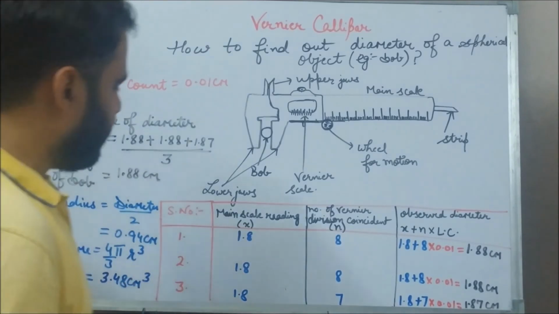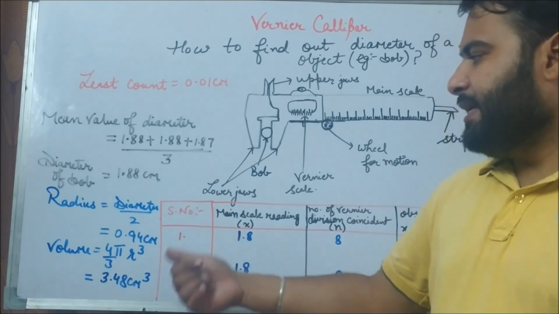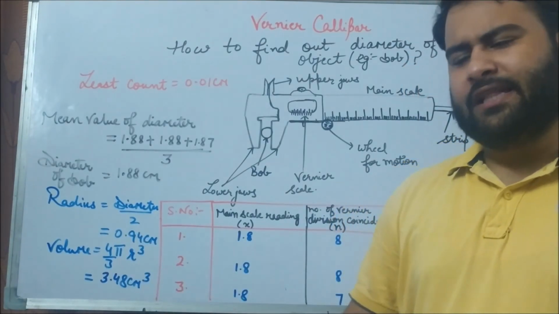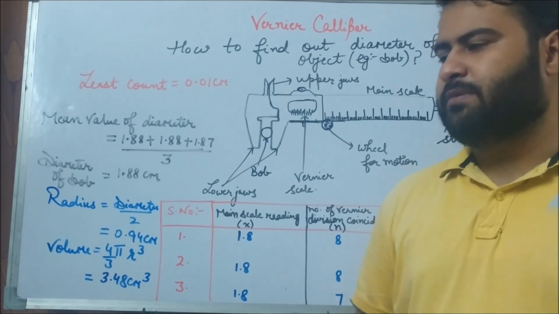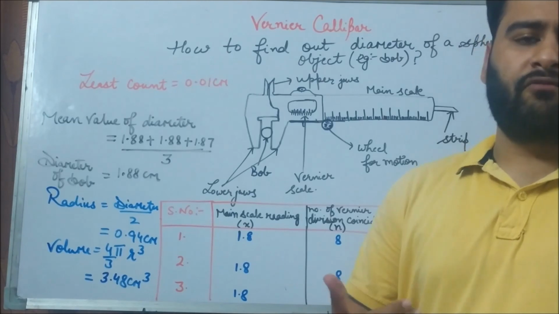So that's all, students. We have completed our practical. We have calculated the diameter, radius and the volume of a spherical body in a single practical. In the next video, we will be taking another object of another shape, say a cuboid, and we will try to find out the volume of that cuboid.